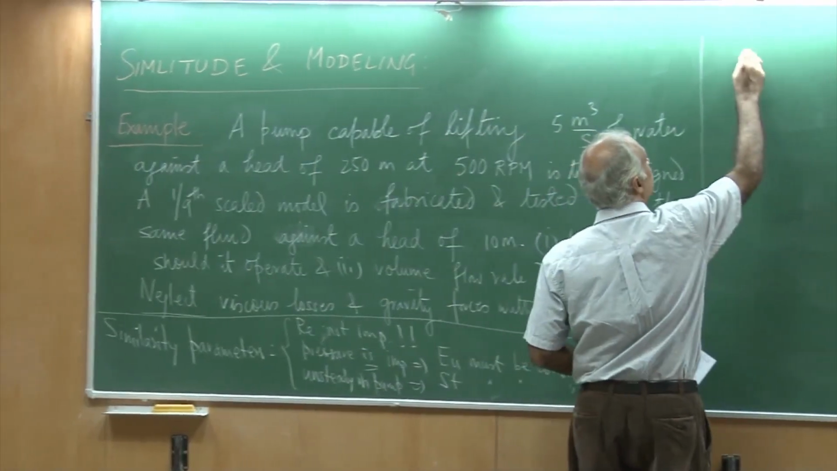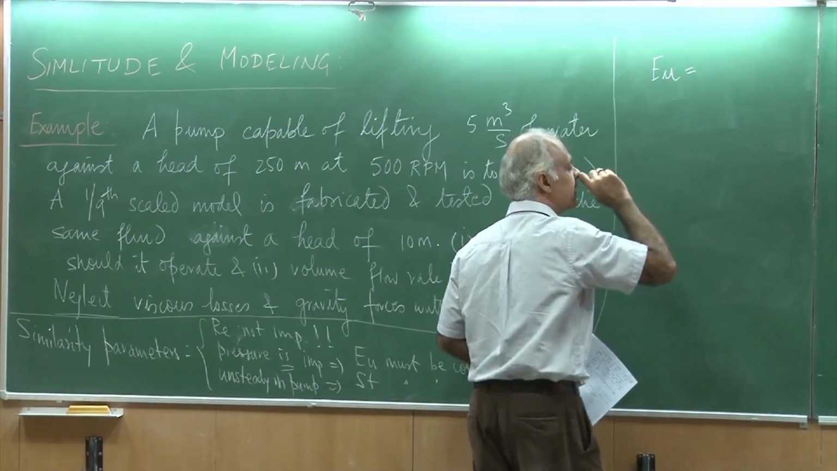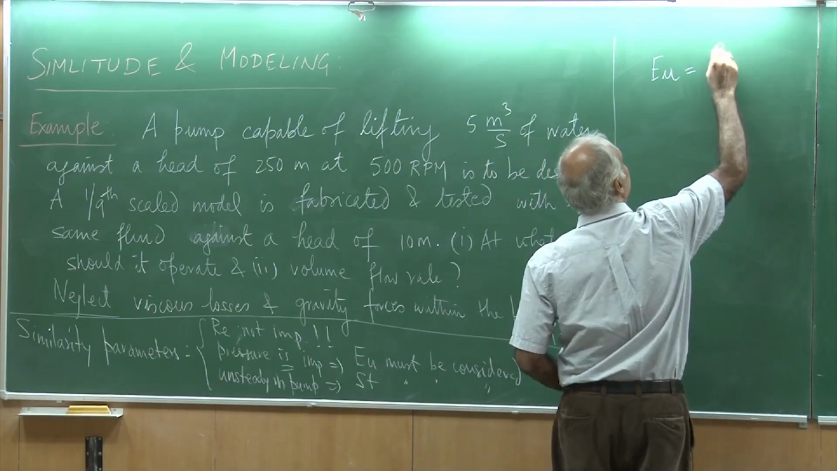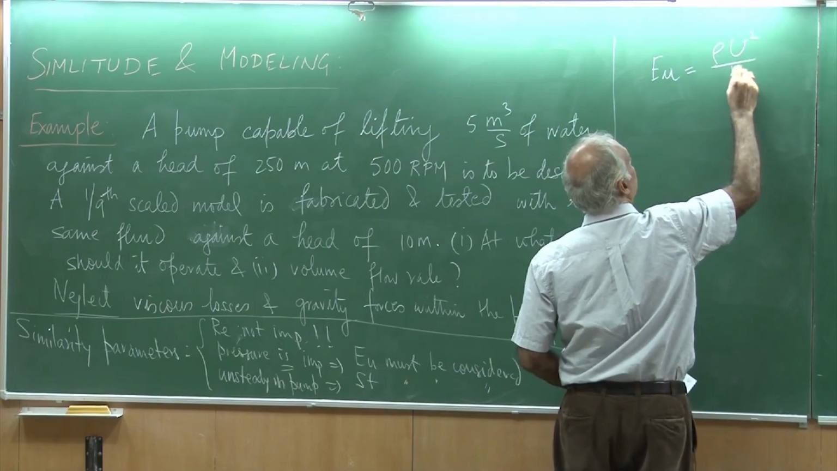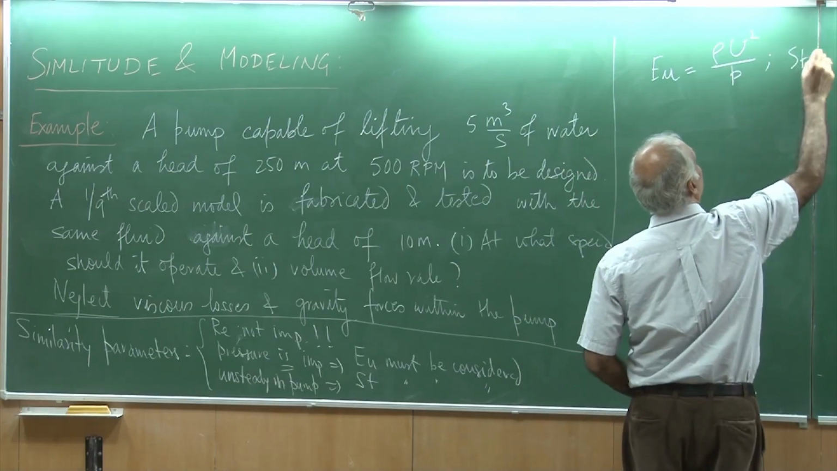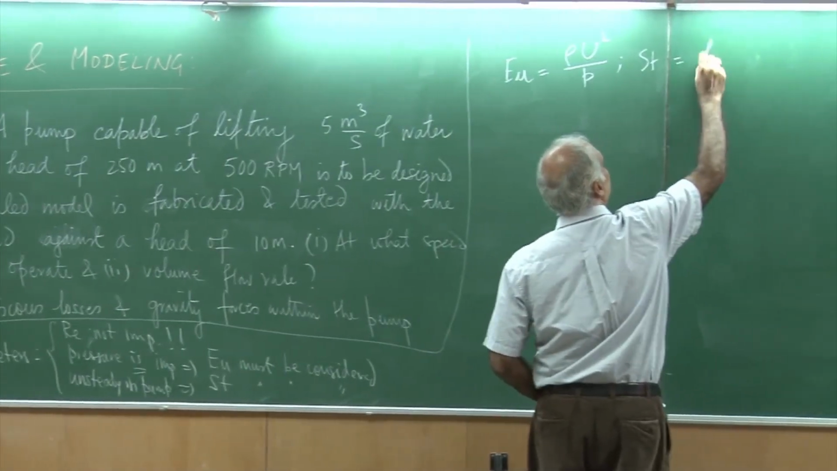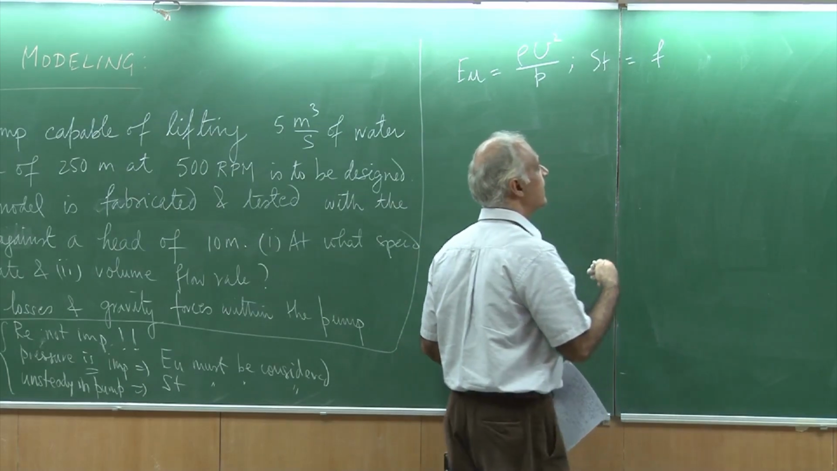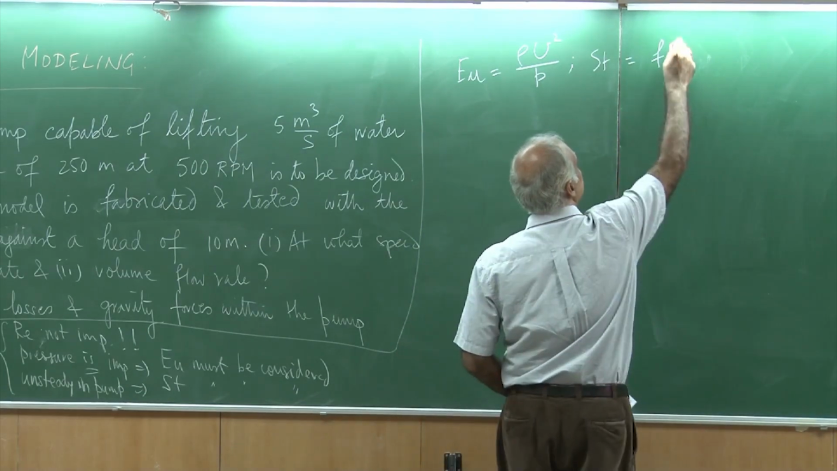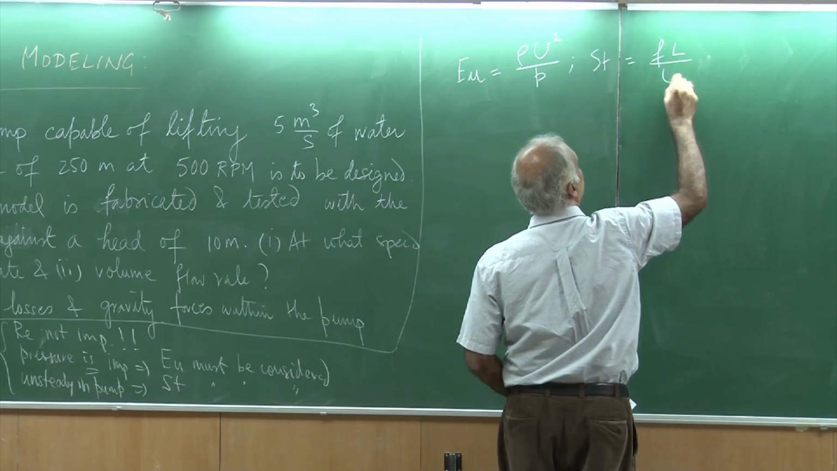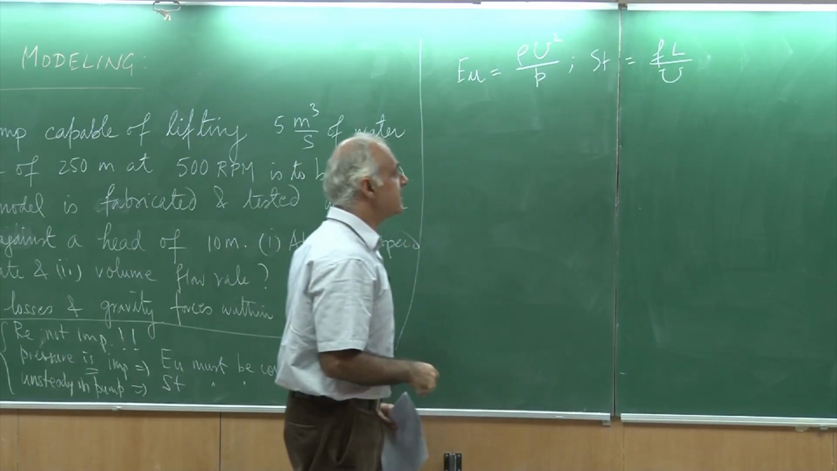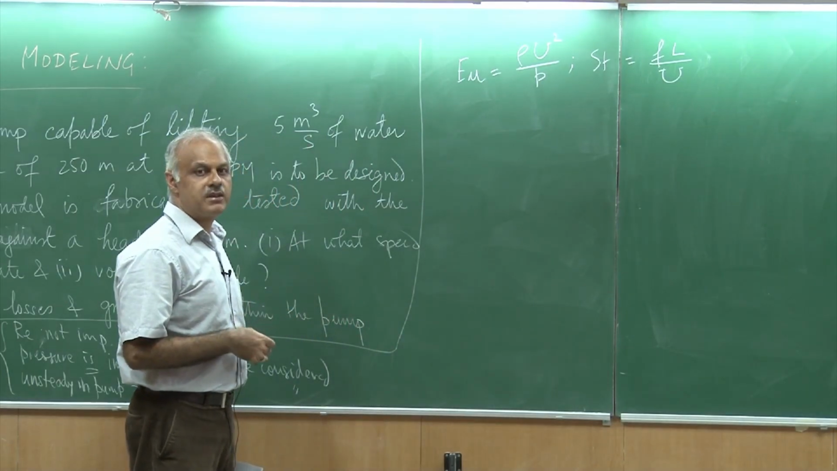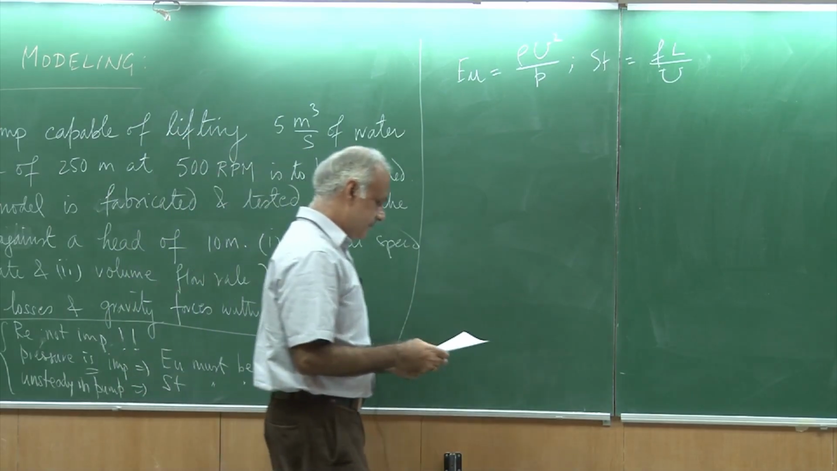So, if you recollect, we had defined the Euler number as the ratio of inertia forces to the pressure forces. So, it was something like rho u square by p, and the Strouhal number was something like a frequency. So, it was inertia forces and the unsteady forces. So, frequency times a length scale over a speed. So, these two numbers must be matched between the model and prototype for us to get dynamic similarity.